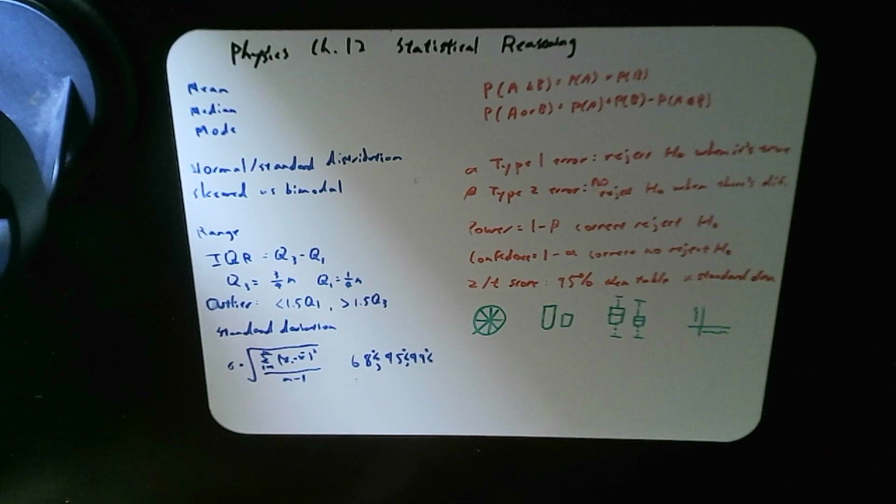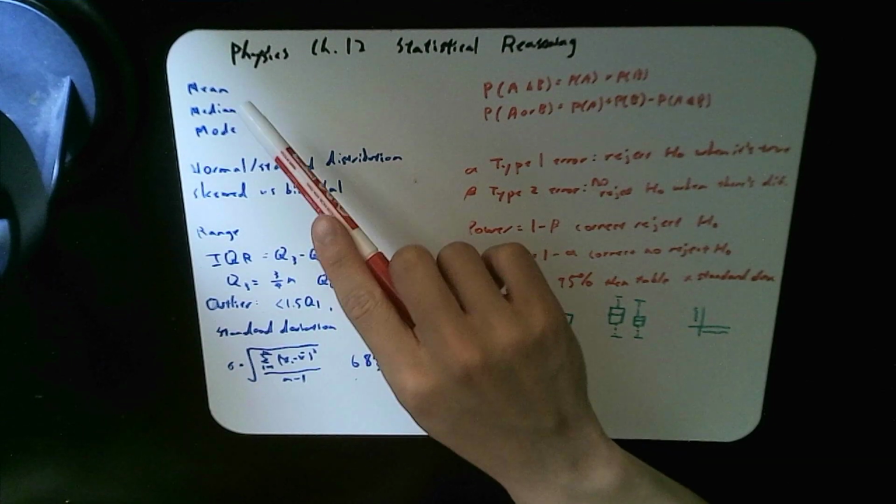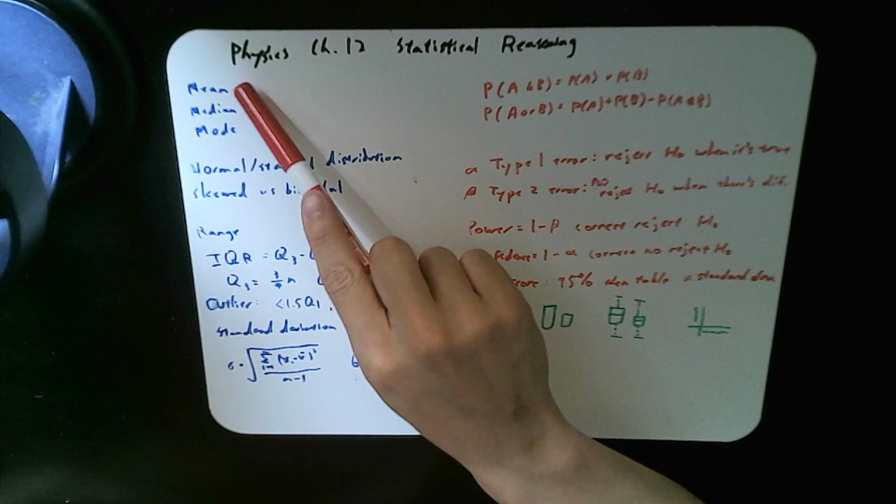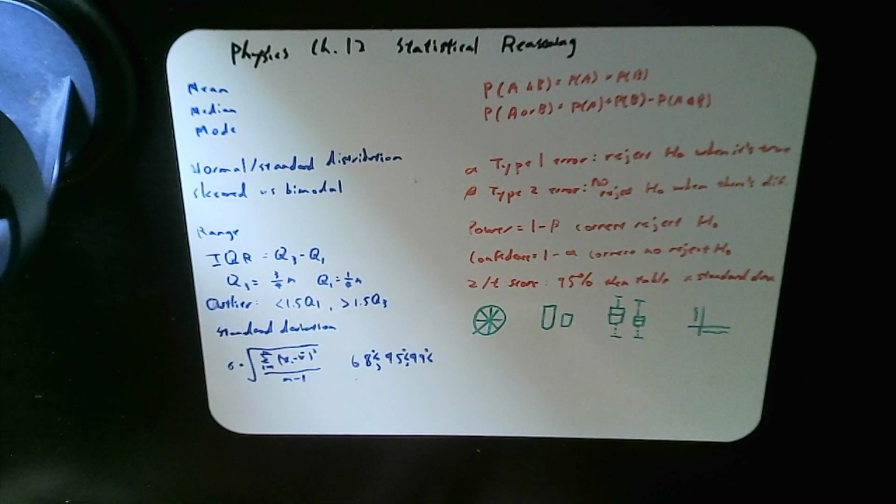We have our last physics chapter, chapter 12, about statistical reasoning. Statistics, at its base, is just dealing with numbers and looking at populations and getting them into numbers. By dealing with numbers, we can look for trends and patterns, starting with mean, median, mode. Mean is basically the average.